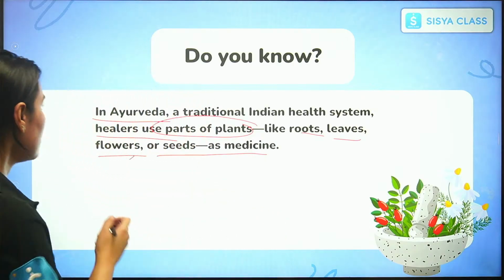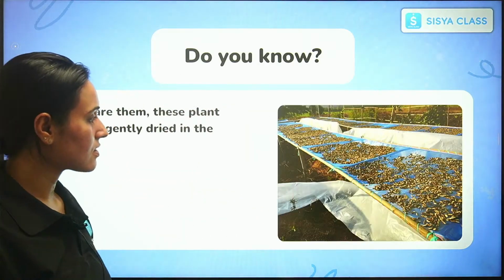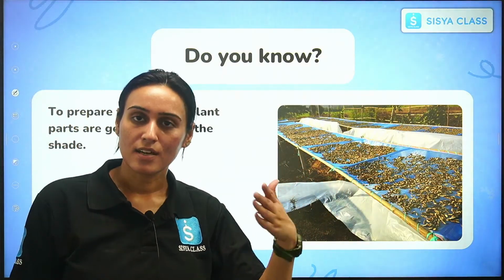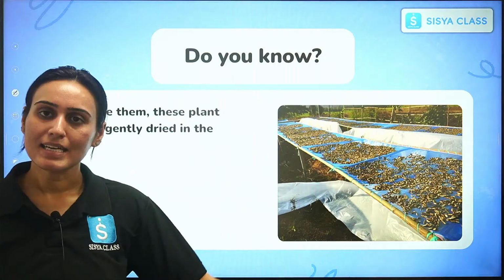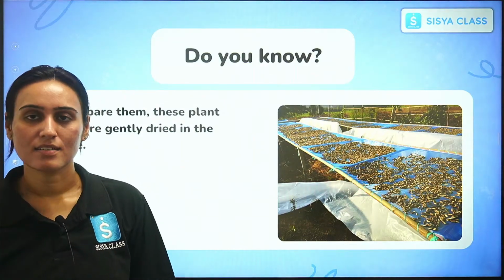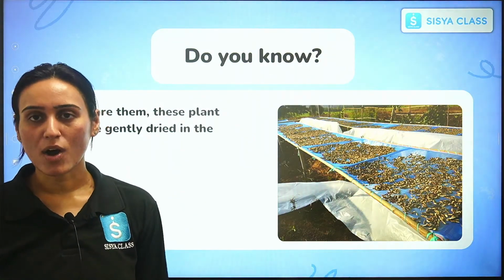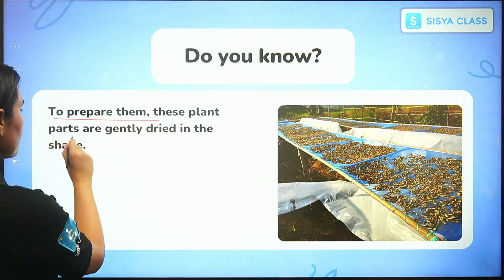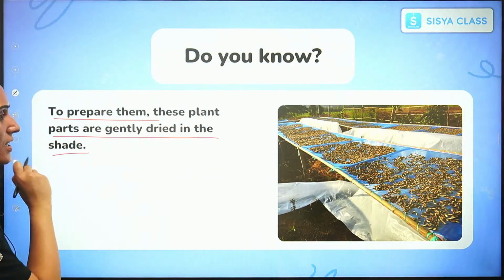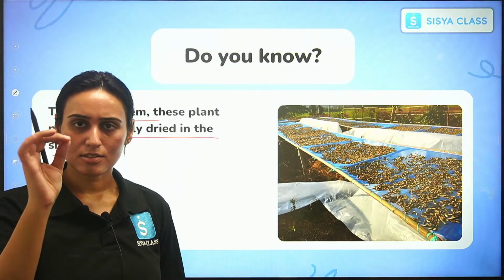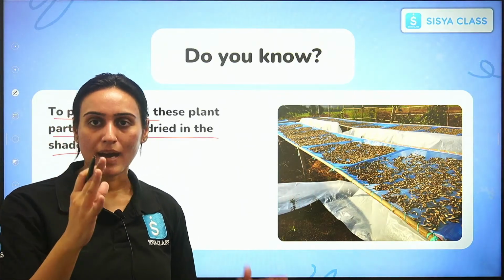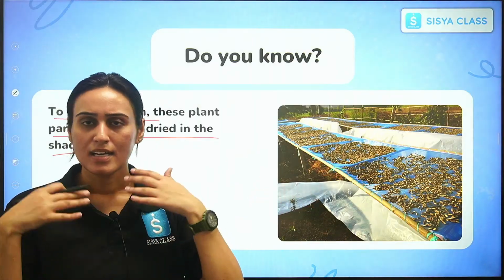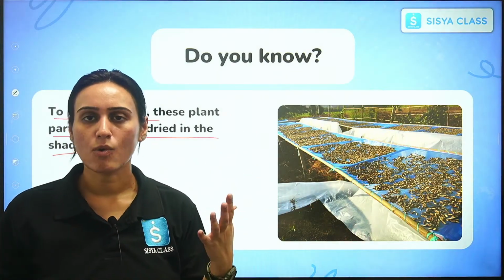Okay. Now, we see this is what they are doing. They are allowing the excess water to evaporate, vaporize. So what is left behind? The dried parts of leaves, seeds, flowers, roots that we want to use to prepare the medicine. To prepare them, these plant parts are gently dried in the shade. Only a small part of it is what we need. So we allow them to dry. We are just letting the excess water evaporate.